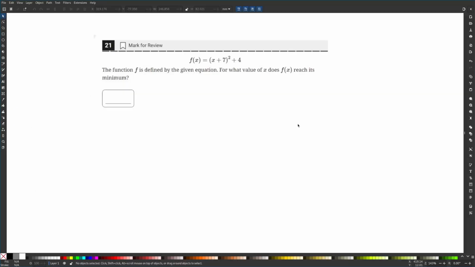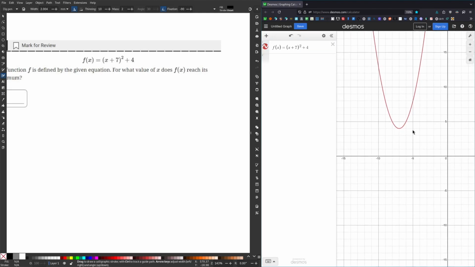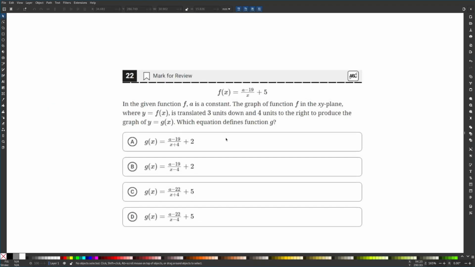Okay, now for the next one. The function f is defined by the given equation. For what value of x does f of x reach its minimum? Okay, so we want to find the minimum. We want to find the lowest point of the quadratic, which we could easily do on decimals. So let's split up. F of x is equal to x plus 7 squared is 4. We get the lowest point is at negative 7 comma 4. So the x value is negative 7. And we're done.